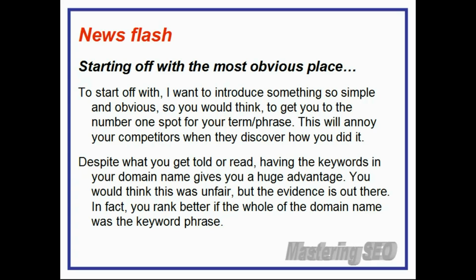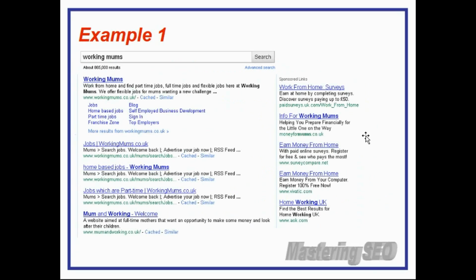What do I mean by this? Here's an example. Working mums. Okay, this is a keyword term. If you look, working mums domain name #1 spot, #2 spot, #3 spot, #4 spot. So the domain name having the same as the keyword search is very useful. And this, by the way, is just chosen at random.